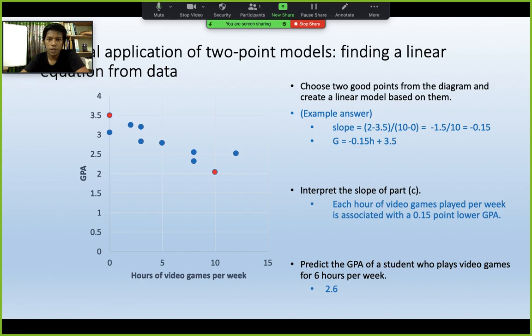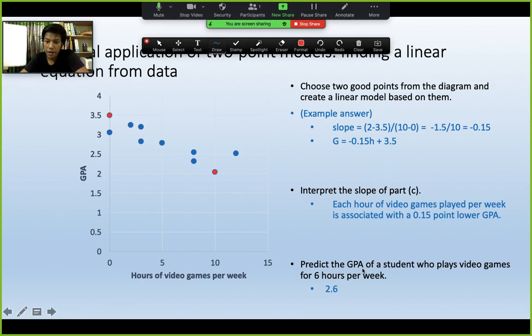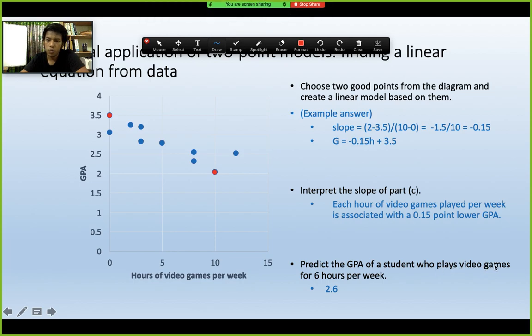So there is another question here, which is, predict GPA of a student who plays video games for 6 hours. As I said, if you have this equation, which is the model for this data, you have some advantage. One advantage is, now you can find out for any value. I can say, find out if someone plays 6 hours of video games, what will happen? Then you put 6 here. I can ask, if someone plays 10 hours, what will happen? You can put 10 here, and you will get some answer.